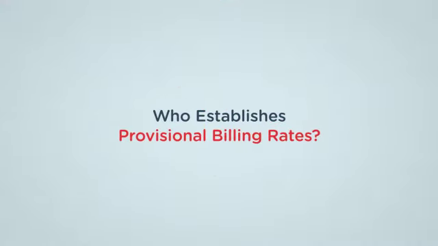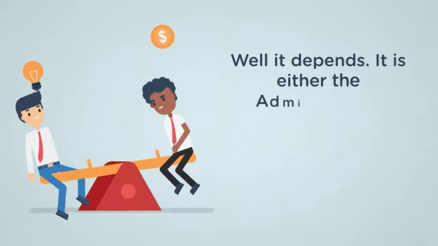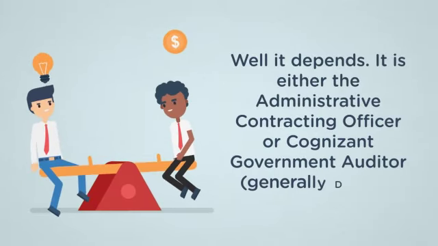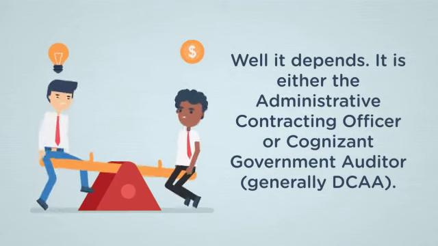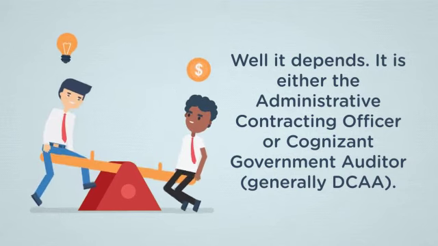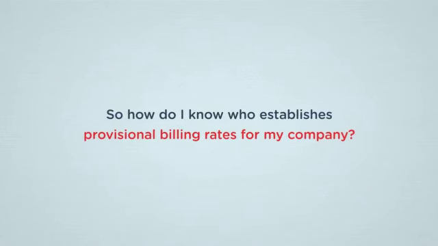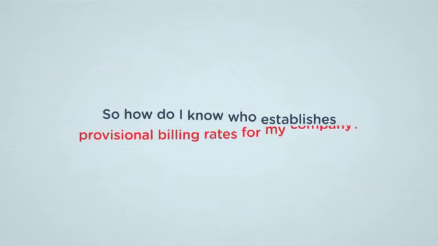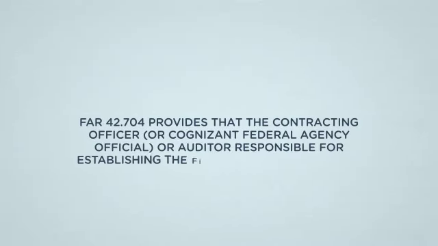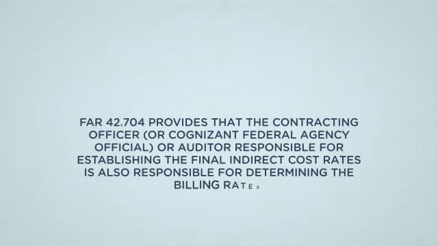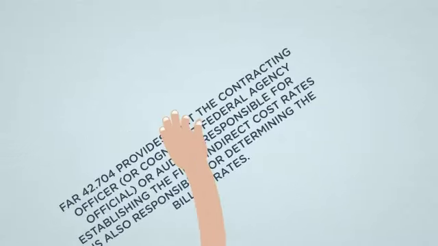So who establishes provisional billing rates? Well, it depends. It is either the contracting officer or the cognizant government auditor, generally DCAA. So how do I know who establishes provisional billing rates for my company? FAR 42.704 provides that the contracting officer or cognizant federal agency official or auditor responsible for establishing the final indirect cost rates is also responsible for determining the billing rates.